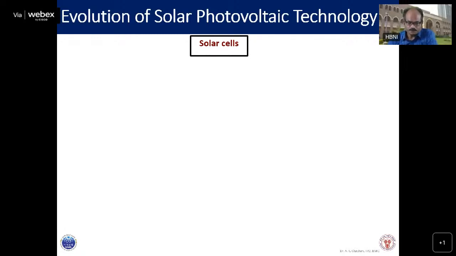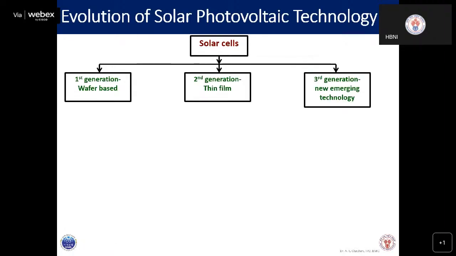Now, what are the different photovoltaic technologies? The solar cell technologies are divided into three different generations. First generation, which started somewhere in the 1950s. Then second generation, which is based on thin film. First generation were usually wafer based, where single crystals were used. Second generation is thin film technologies, and third generation is new emerging technologies.